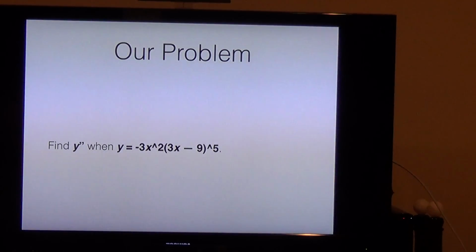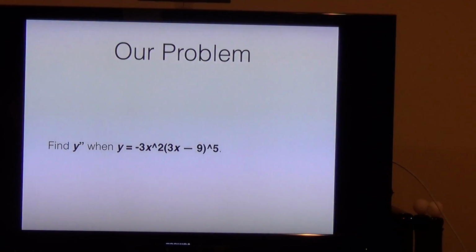So our problem is to find the second derivative of our function y, when y equals negative 3x squared times (3x minus 9) to the fifth power. We have to solve this problem in two major parts. First, we must find the derivative of y. Then second, we must find the second derivative of y, or the derivative of the derivative of y.